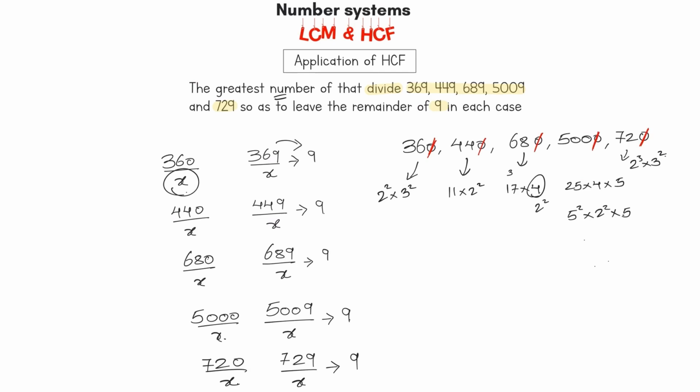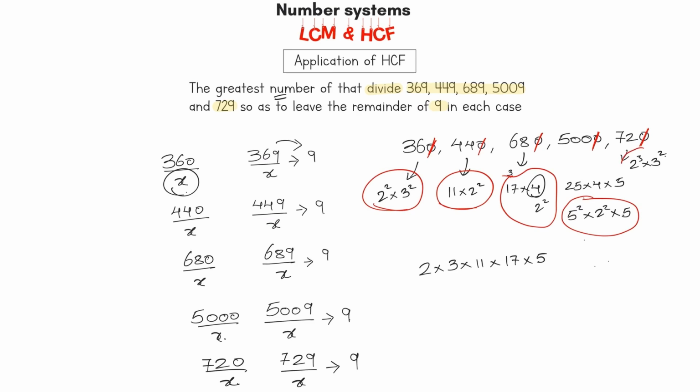What are the distinct numbers that I can see here? 2 and then 3 and then 11 and then 17 and then 5. No need to write so much, but just for your understanding I'm doing it. What is the lowest power of 2? Let's just see. Lowest power of 2 here. It is 2. Here it is 2. Here also it is 2. Here also it is 2. And here it is 3. So I can see the lowest power of 2 is 2. That is the lowest power because it is everywhere.